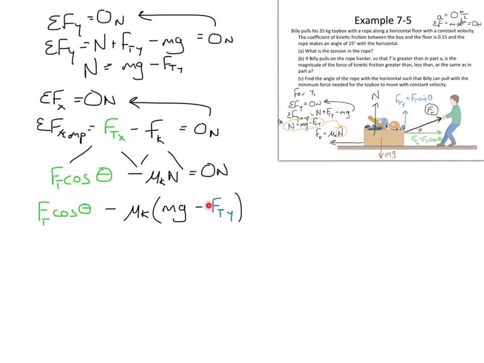Let's write it out one more time, and then I think we'll be able to start using algebra to solve. Ft cosine theta, that's the force in the x direction that Billy is applying, minus the friction force. What is that? We've got mu k times mg minus what? Tension force in the y direction, and that is Ft, not cosine theta, but sine theta, right? Ft sine theta, and then we can close our brackets right there. And now I think we're ready to solve for what? To solve for Ft, right? Got to remember always what we're solving for.